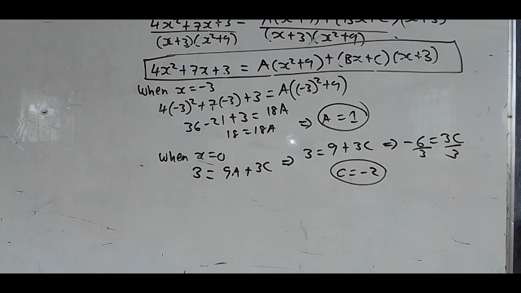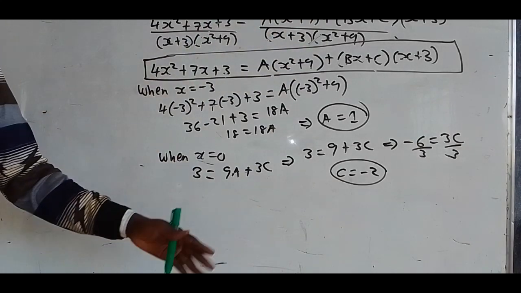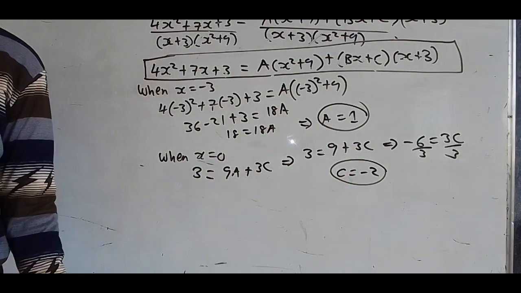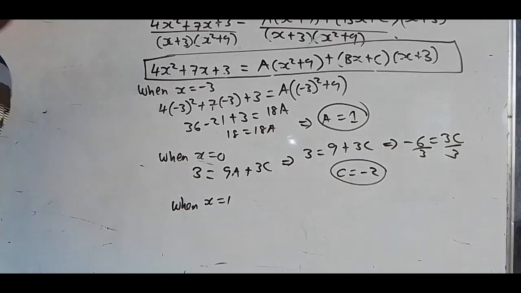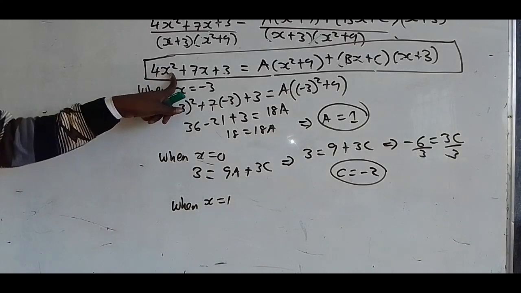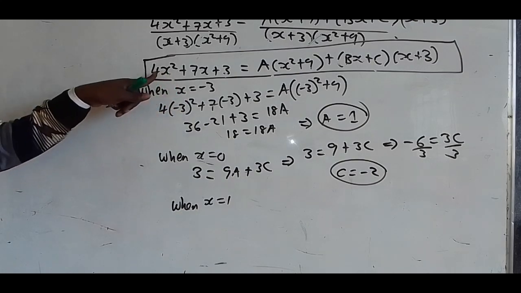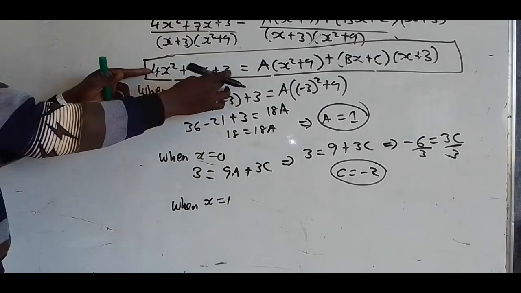See, this method is simpler. After getting a and c, you can now choose x to be anything again to get the value of b. We can even choose 1 now, so that we remain with a, b, and c, and we substitute the value of a and c. When x is 1, 1 is simpler to use, isn't it? Whether it is square root or raised to any power, 1 is 1. So when x is 1, here we remain with 4 plus 7 plus 3.